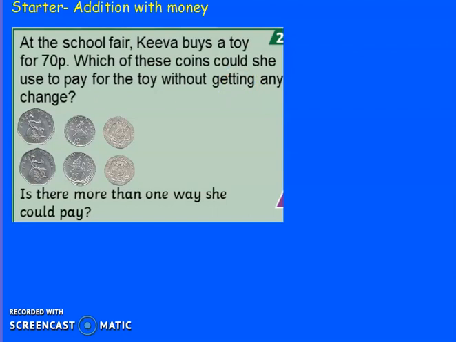Okay, let's underline the key information. So we know that Kiva buys a toy for 70p, and we want to know which coins she can use out of the ones they've given. We've got 50p, 10p and 20p. She doesn't have any change. Pause the video and see if you can work out which coins Kiva pays with. Is there more than one way she could pay? Investigate and press play when you're ready to go through your answers.